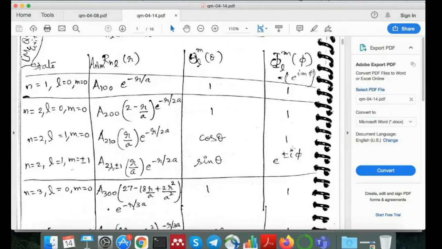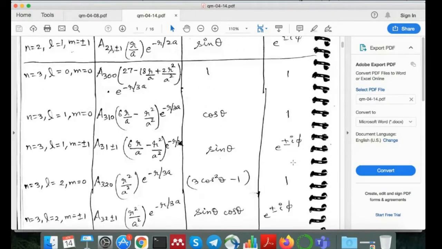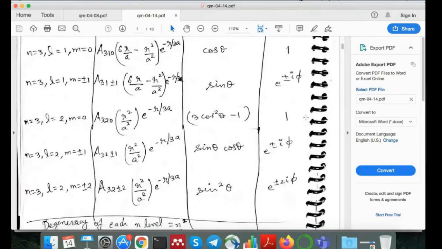Phi term always goes as e power im phi, right? This we have already seen when we were solving. So that's why you will always know whether or not there will be a phi. If m is 0, then obviously e power im phi turns out to be 1. And if m is not equal to 0, then for m equal to 1, you're getting e power plus i phi. For m equal to minus 1, you will get e power minus i phi. Similarly for this case also, these are the things that you will get.